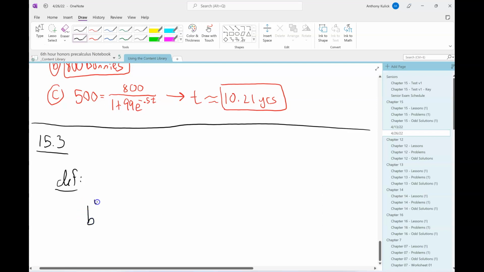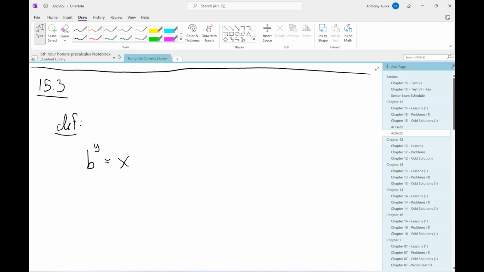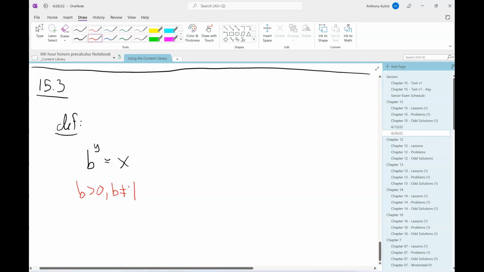Our standard definition for a logarithm is saying, okay, we have some exponential equation, like b to the y is equal to x. Because this is an exponential equation, we know that that b value has to be positive and not equal to 1. But let's go a little bit further. If I take a positive number and raise it to some power, what kind of number do I have to get back? Another positive number, right? So x here has to be positive regardless of what y is.